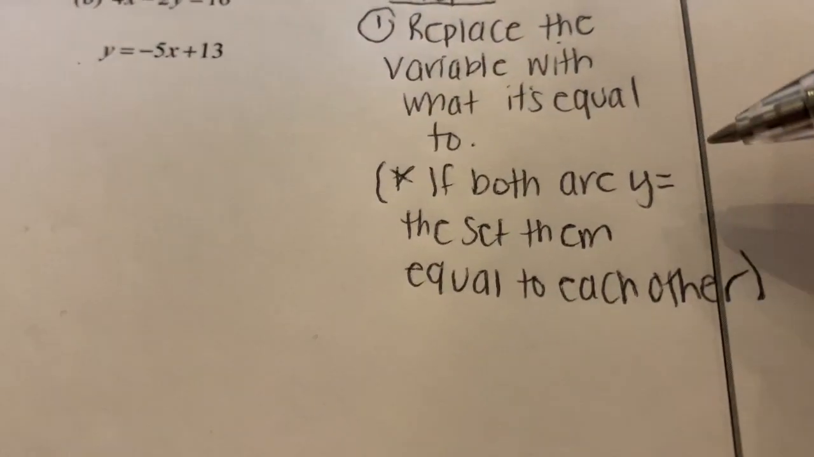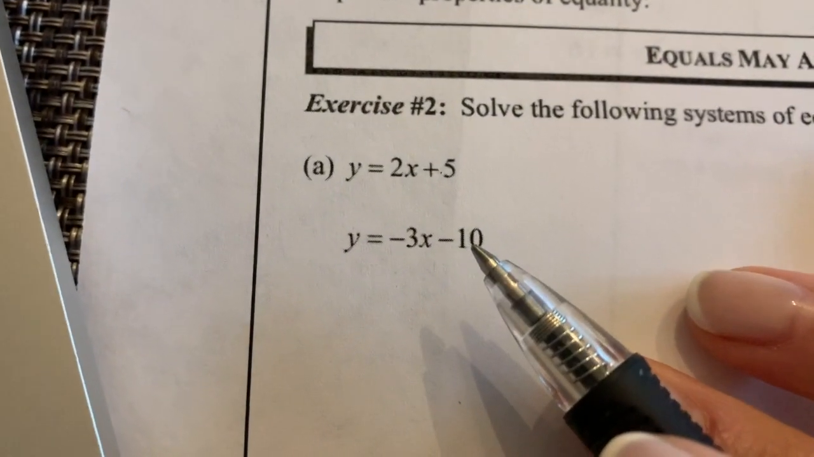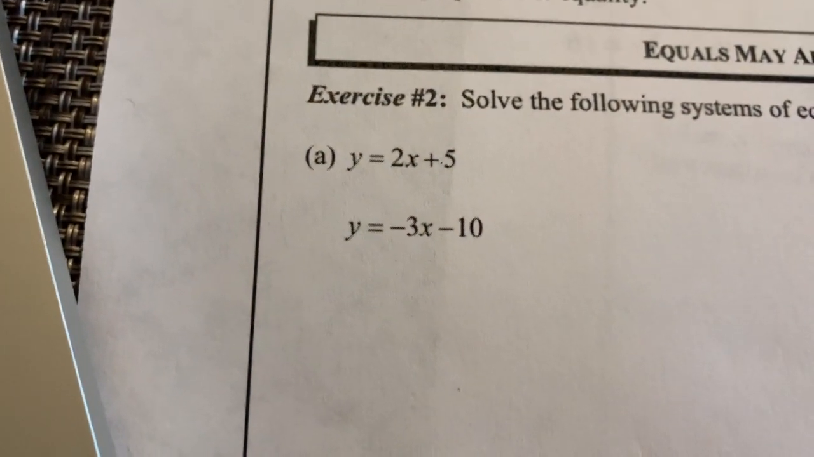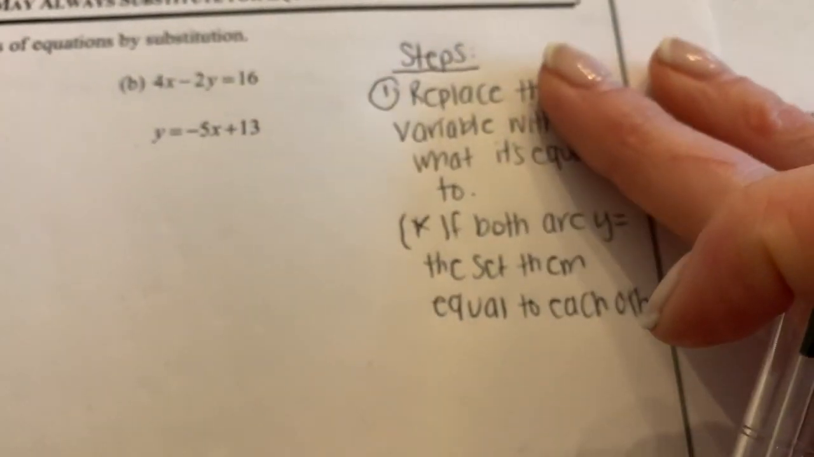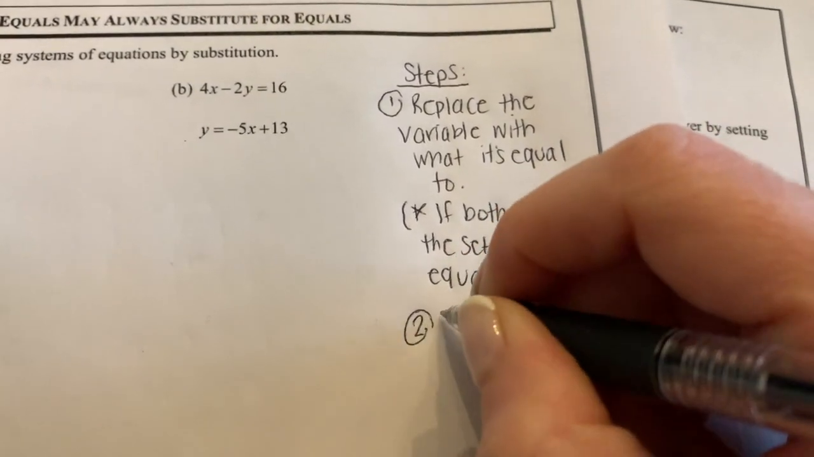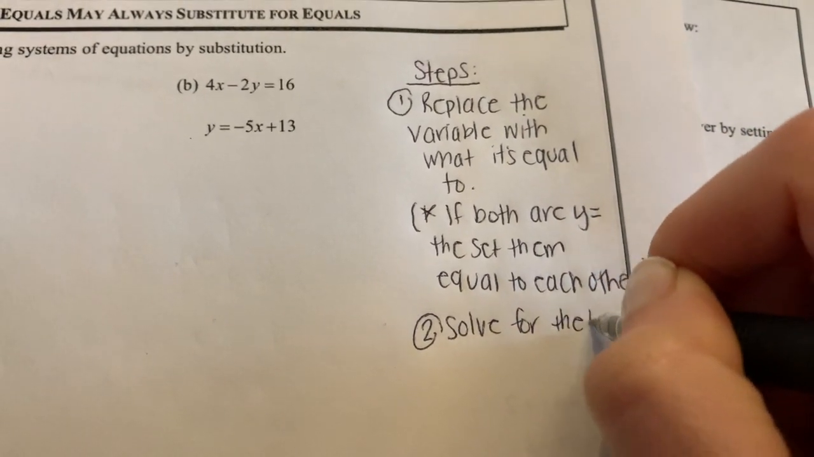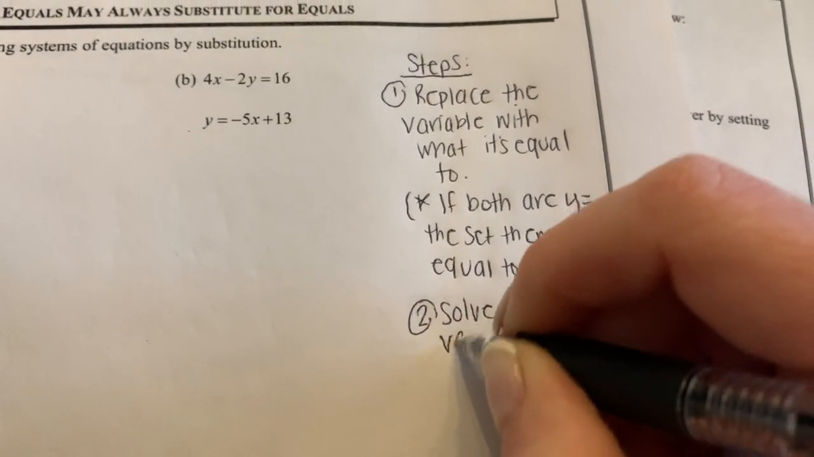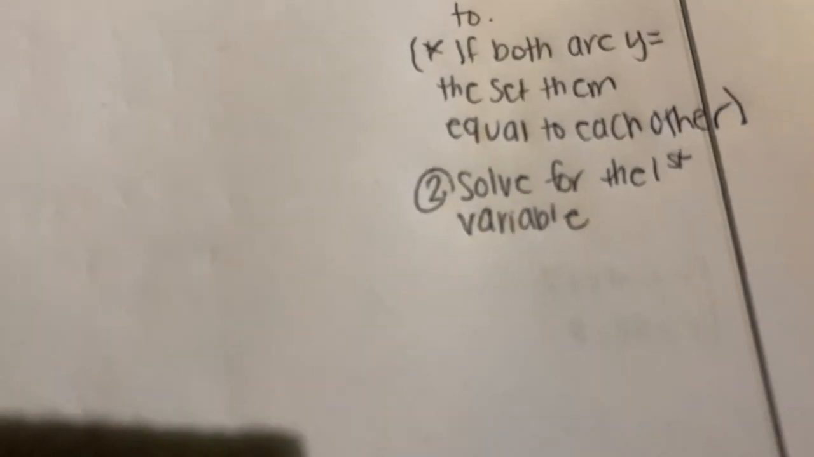What I mean by if they are both y equals is like this. Both of these equations are already in y equals form, so we can substitute either way, but what you're really doing is setting them equal to each other, okay? Step 2 is going to be to solve for that variable. Let's say the first variable, because it could be either one, it could be x or y, it's usually x. Okay, solve for the first variable.